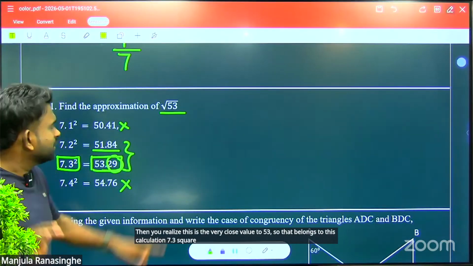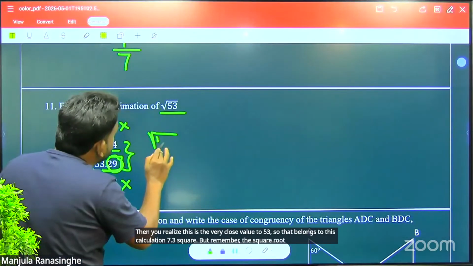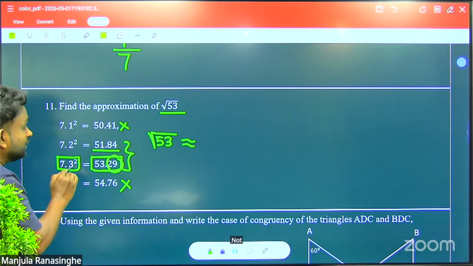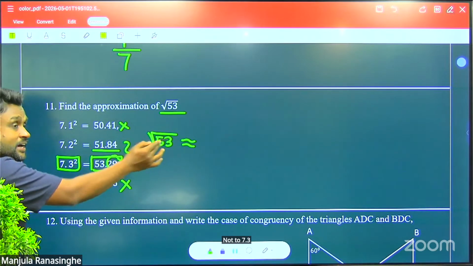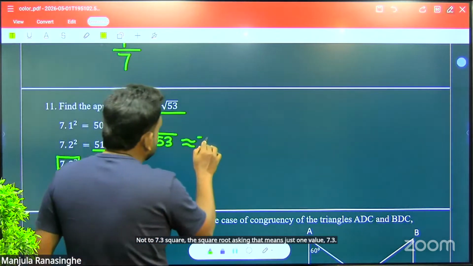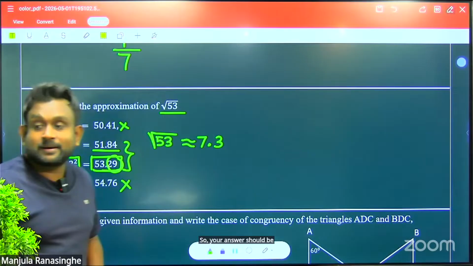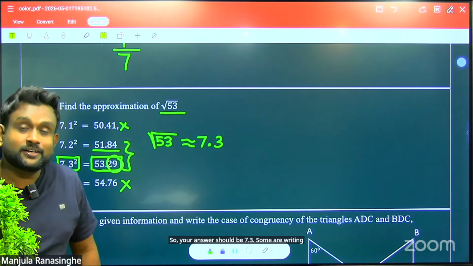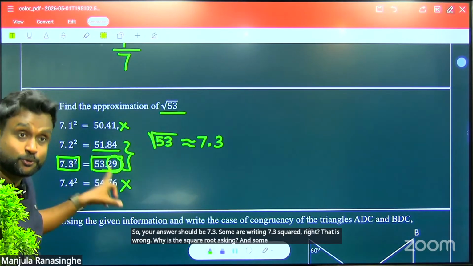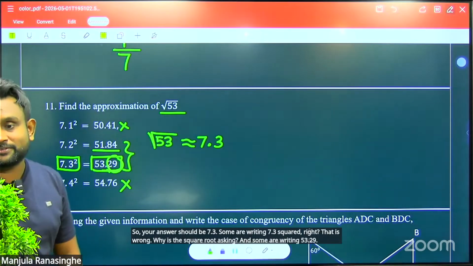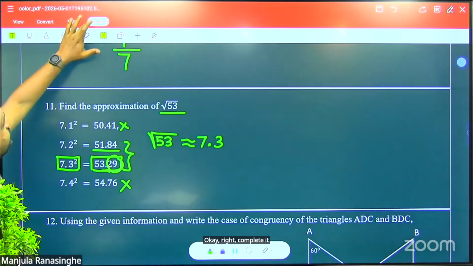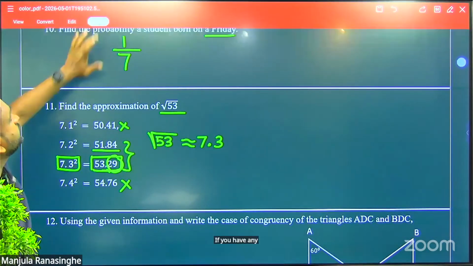But remember, the square root of 53 is approximately equal not to 7.3 squared. The square root is asked, that means just one value, 7.3. So your answer should be 7.3. Some are writing 7.3 squared, right? That is wrong. Why? The square root is asked. And some are writing 53.29. This figure I have seen in papers. Okay, right. Complete it. If you have any questions, ask.